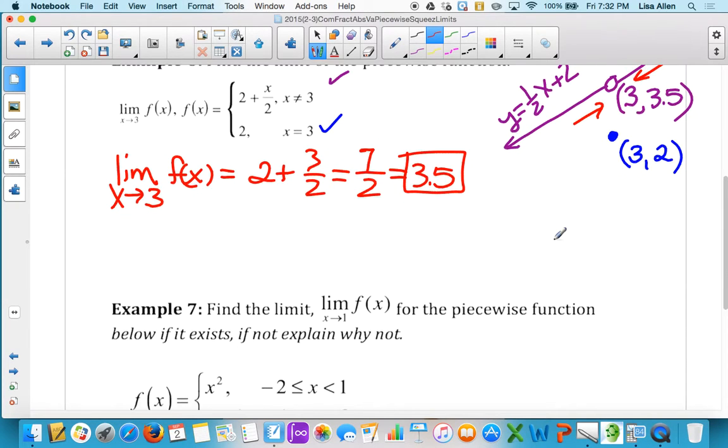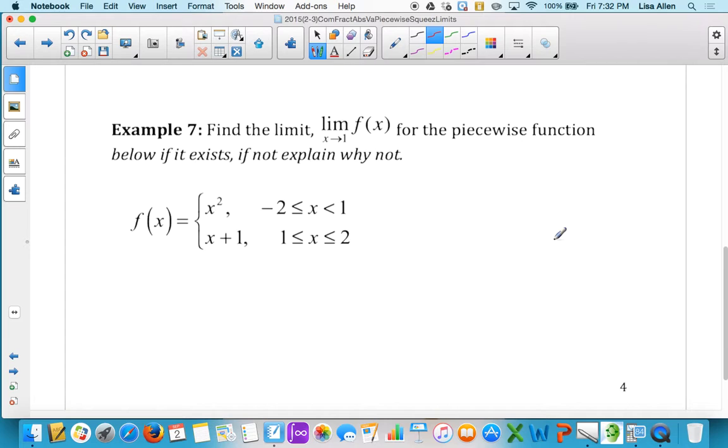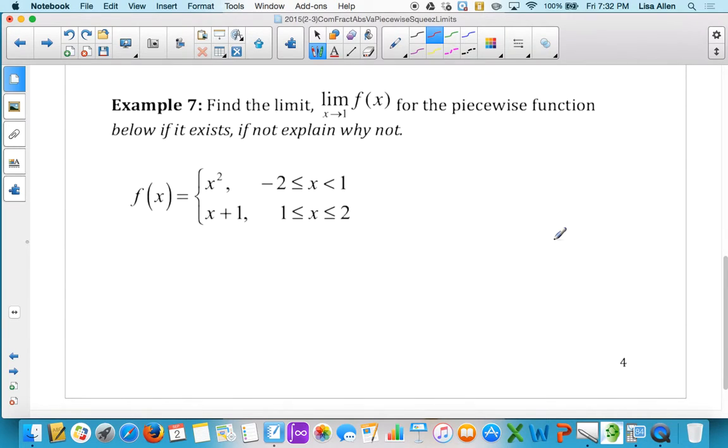Okay? So let's look at the next problem. Find the limit for the piecewise function here. Now remember, not all piecewise functions are continuous. The last one had a hole in it. Let's see what this one looks like. So we know we have the graph of x squared between -2 and 3. So what I'm going to do is just do a really quick graph of what this looks like.